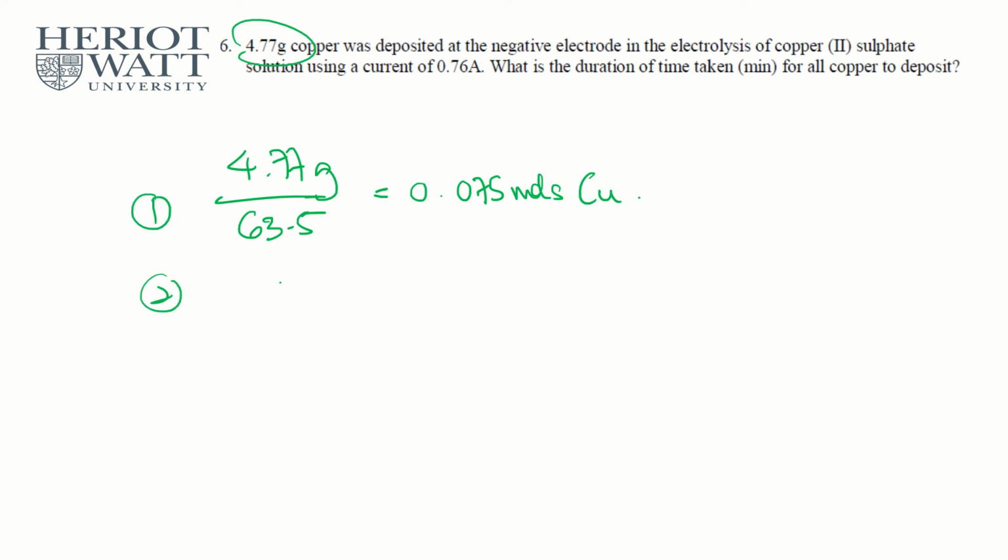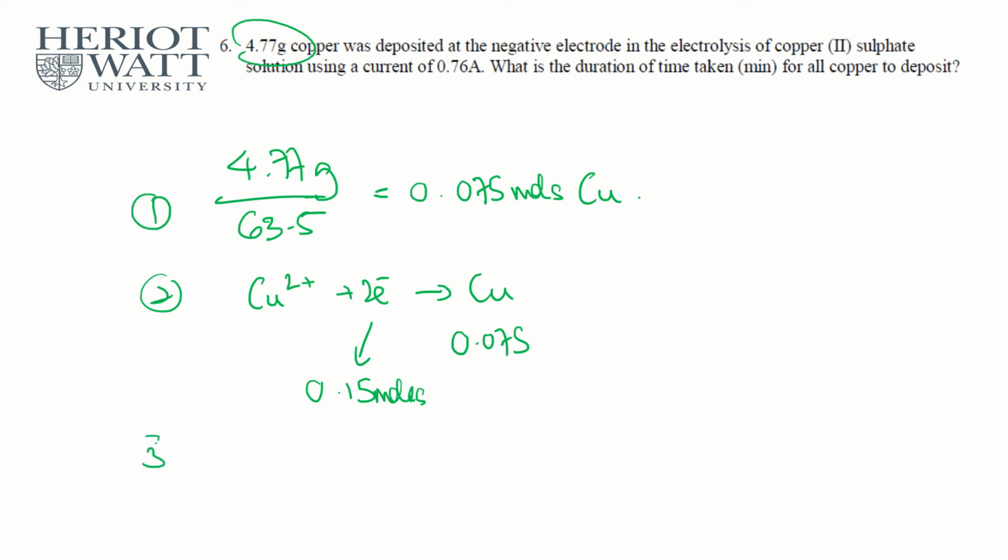Second step, you have the moles of copper. You need to find out the mole of electrons. So Cu2+ plus 2e- gives you copper solid, and the mole here is 0.075. So what is the mole of electrons produced and passed through the cell? This value times 2, so 0.15 moles of electrons.